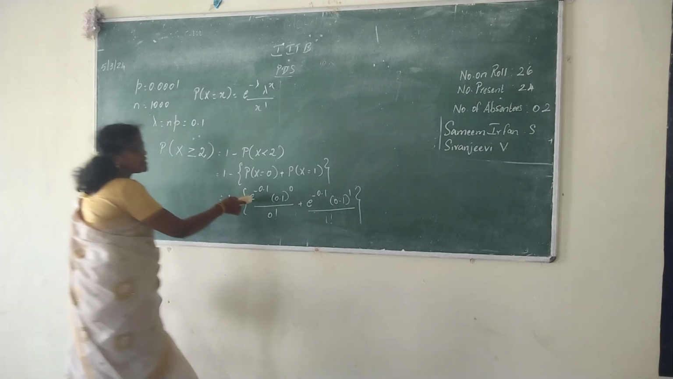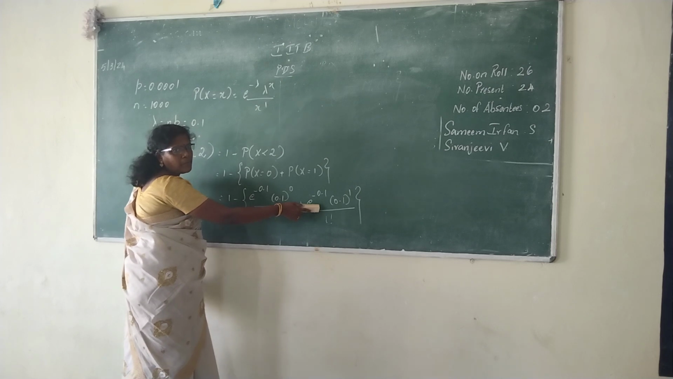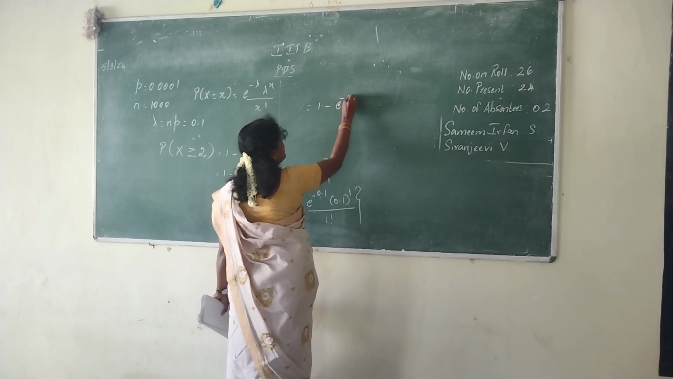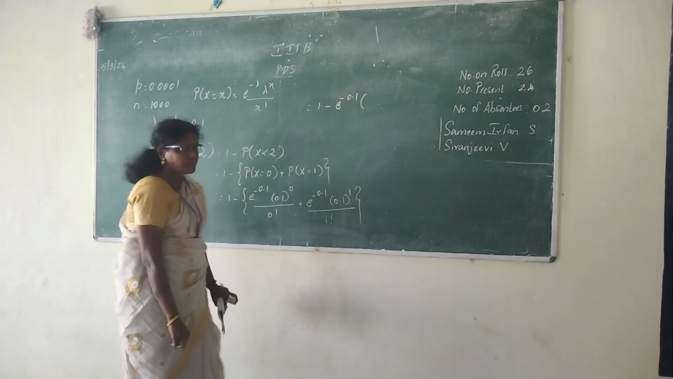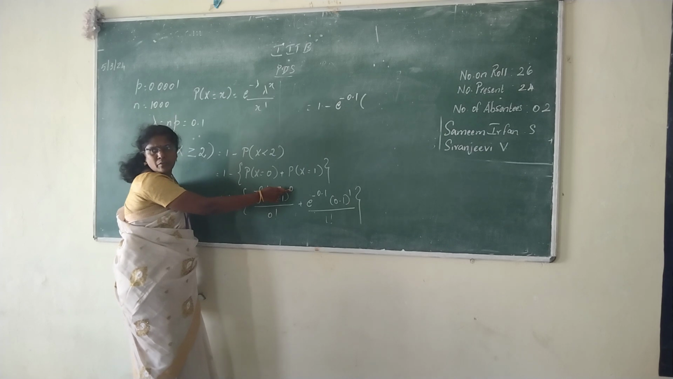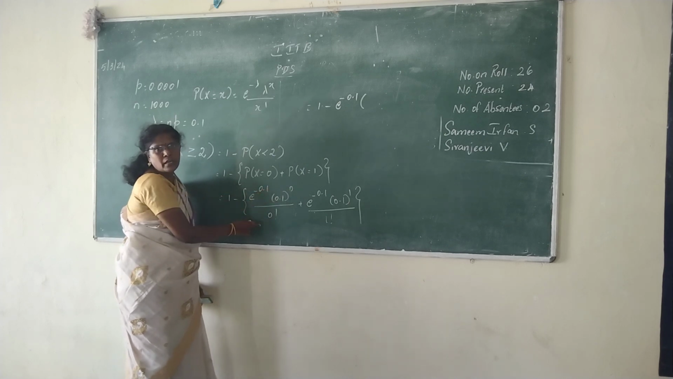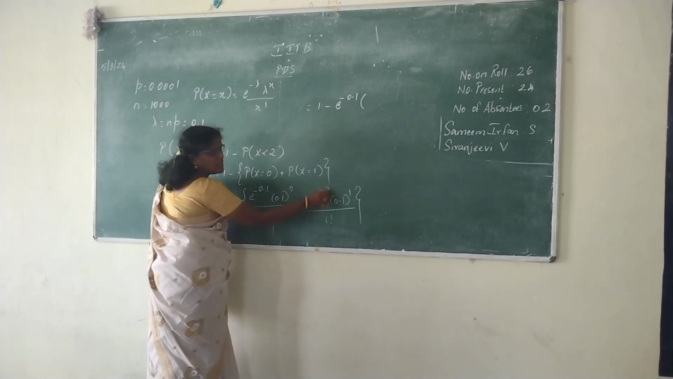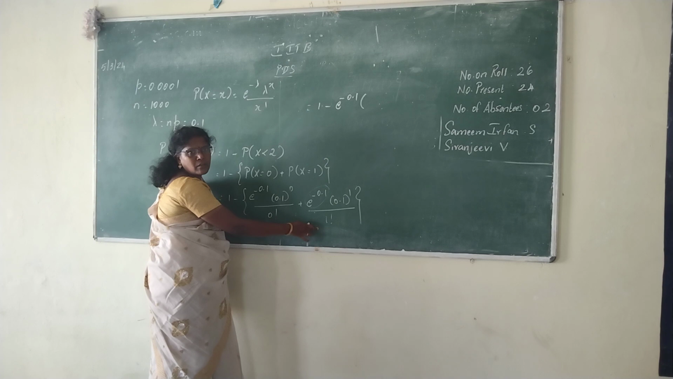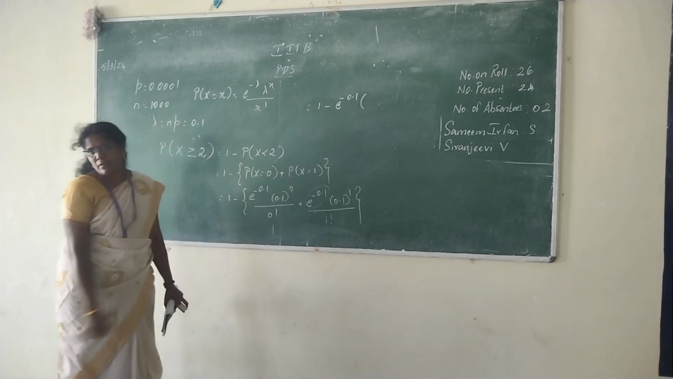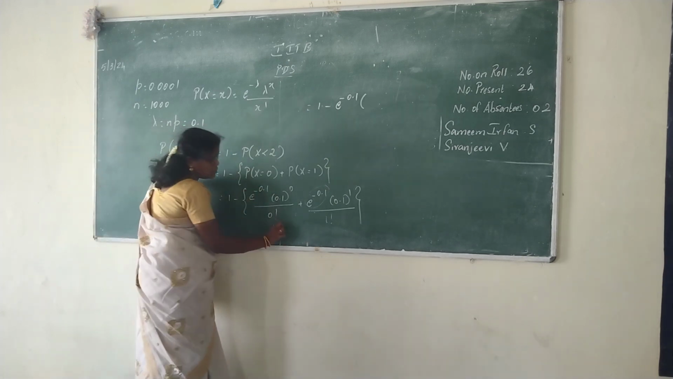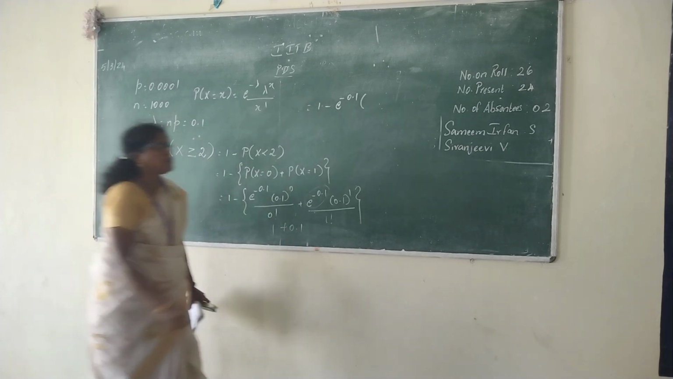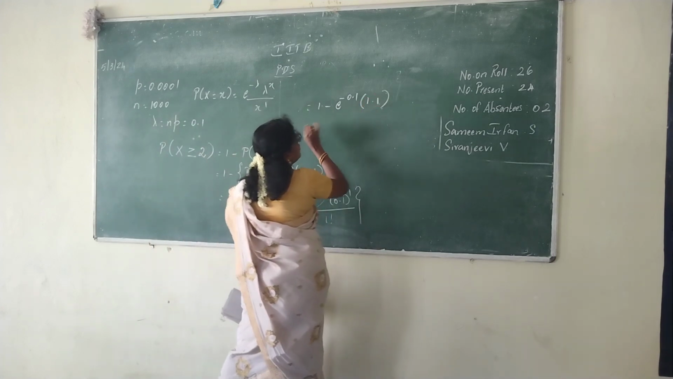So in both the terms, what is common, ma'am? e power minus 0.1 is common. So this can be written as 1 minus e power minus 0.1 into. Anything to the power of 0? 1. 0 factorial? 1. So this term will become 1. So this term we have taken outside. So what is 1 factorial? 1. So you take this term to be 0.1. So 1 plus 0.1. What is 1 plus 0.1? 1.1. This is the term you have to find.